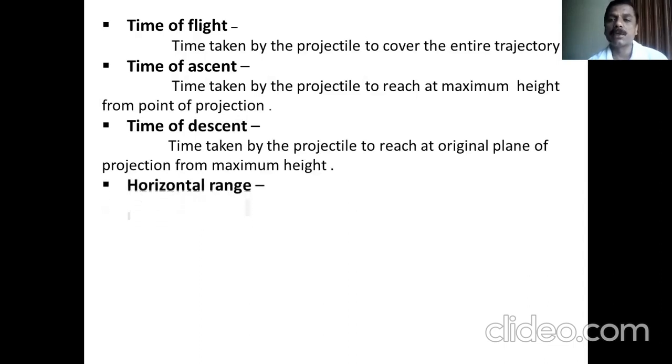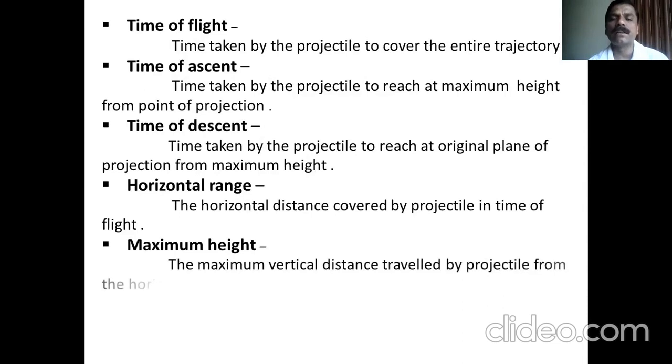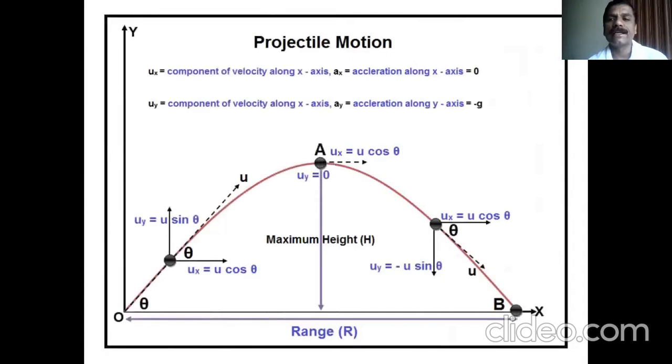Horizontal range, denoted as capital R, is the horizontal distance covered by the projectile in the time of flight. Maximum height, denoted with a small d, is the maximum vertical distance traveled by the projectile from the horizontal plane. Now, we want to discuss the detailed expressions for the projectile motion. You have to observe this diagram very carefully, in which the different components are shown.